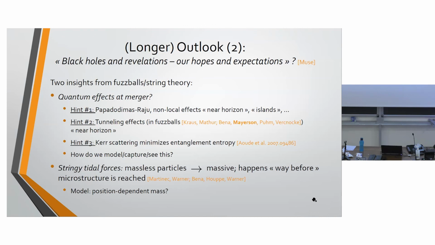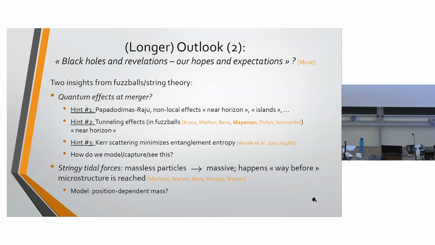entanglement entropy. So this is, again, a quantum effect that is big for non-GR geometries. So the big question is, how do we see this? How do we model this? Because this is about the merger phase. But hopefully we can get some kind of intuition or hints of how to model this from these concrete string theory calculations, right?